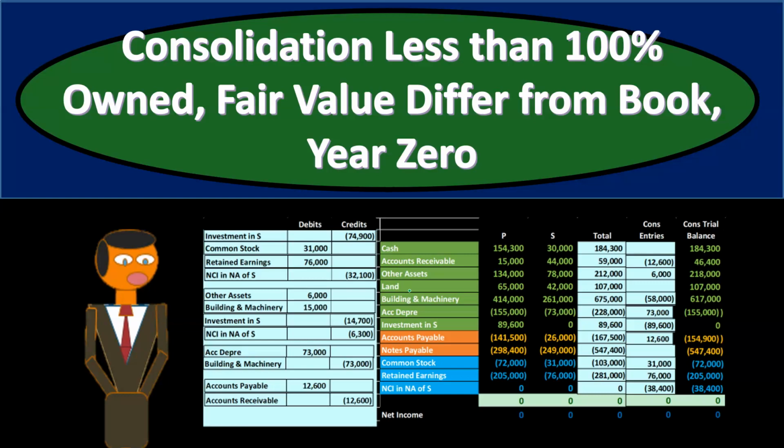That's going to add a bit of a complication within our consolidation process. We also have a situation where the fair value is going to be different from the book value for certain assets, such as property, plant, and equipment or depreciable assets. We'll have to deal with that difference as well within the consolidation.